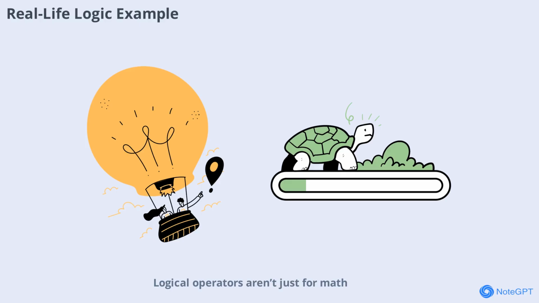Logical operators aren't just for math or computers, they're everywhere in daily life. For example, when planning your day, you might think, "I'll go shopping if I have money and the store is open." Or, "I'll eat out or cook at home." These decisions rely on logical operators to weigh options and make choices. Recognizing logical operators in your thinking can help you make better, more rational decisions.